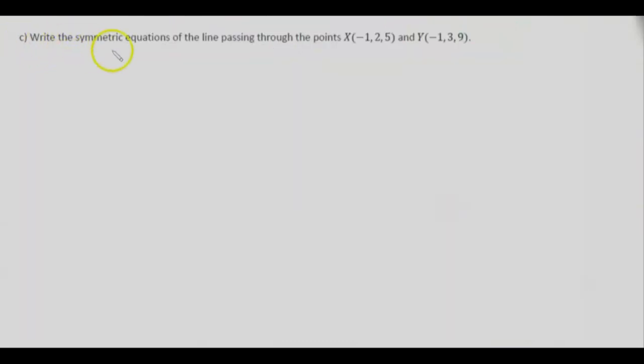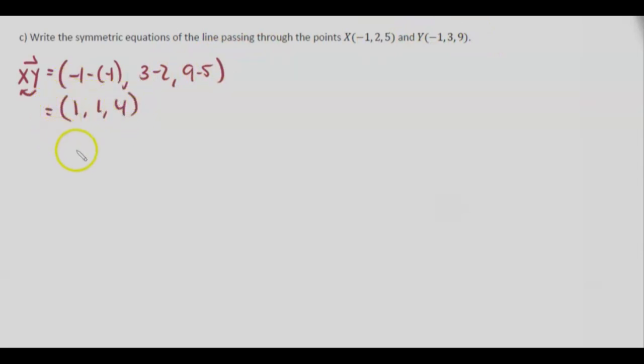Okay, C, write the symmetric equations of the line passing through X, Y. So let's find the direction vector X, Y. So -1 minus -1, right? Because we're going Y minus X. 3 minus 2, 9 minus 5. Okay, so it's 1, 1, 4 is our direction vector. Sorry, 0, 1, 4.